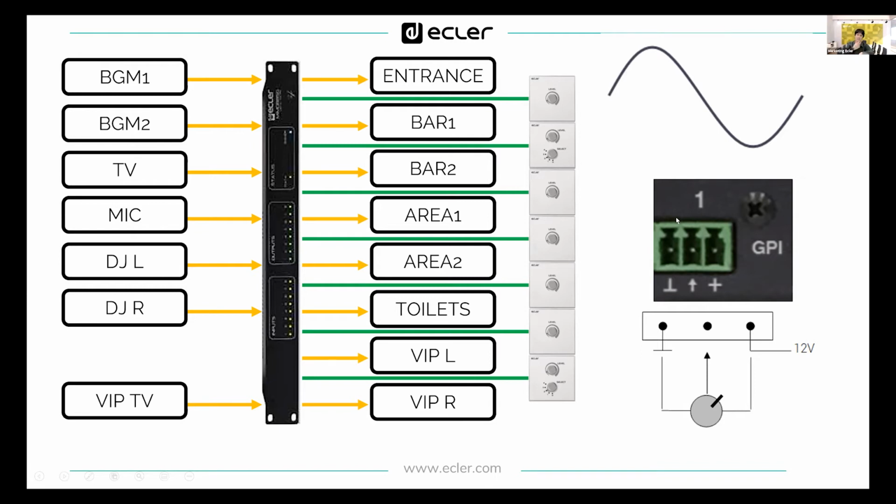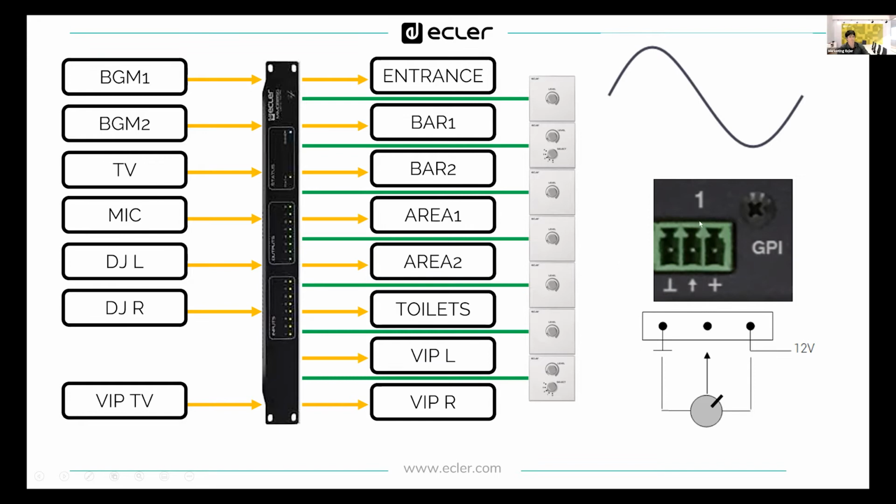Then internally in the software, you will assign this GPI, okay, to the zone which you want. So it's not internally related directly, you have to program it. So you can program it to let this GPI control the entrance or control the toilets. Even if it's GPI 1, it can control output 6, no worries, okay?